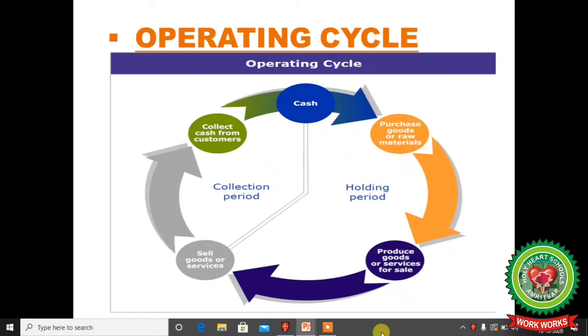So first of all, see the operating cycle. You know very well, first cash is used to purchase the raw material, then converted into products, and then sales, and afterwards collection of cash. So here you collect the cash from the customers and ultimately you have enough cash to purchase the raw material again for further production.